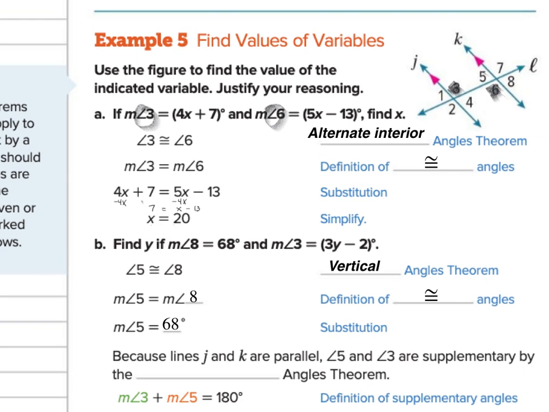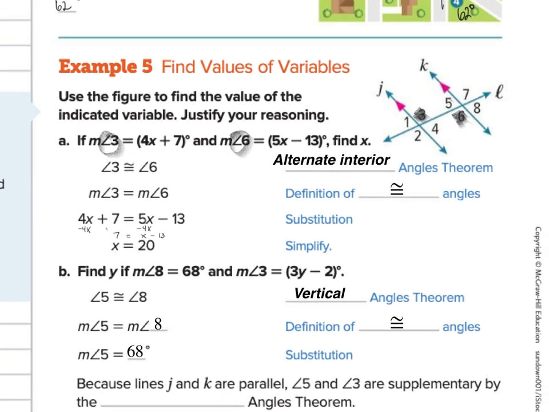And then here, another example, find y. They said angle 8 is 68 degrees. Okay, so that's 68 degrees. Angle 3 is right here. This is 3y minus 2. Okay, just thinking about it. Well, angle 8 is the same as angle 5. So I know that angle 5 is equal to 68 degrees.